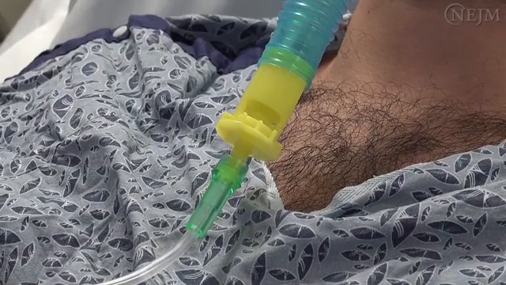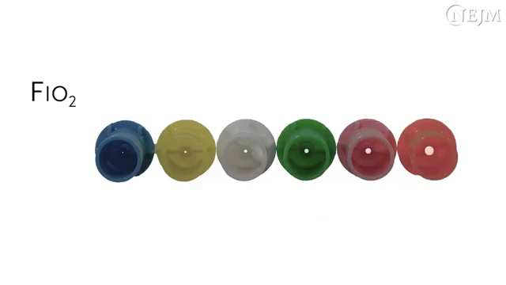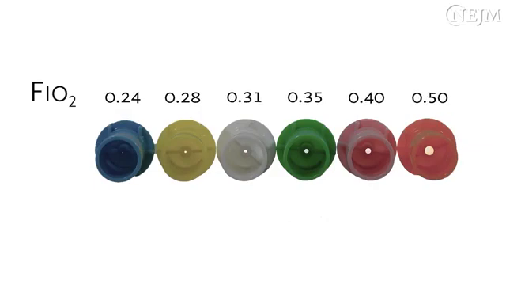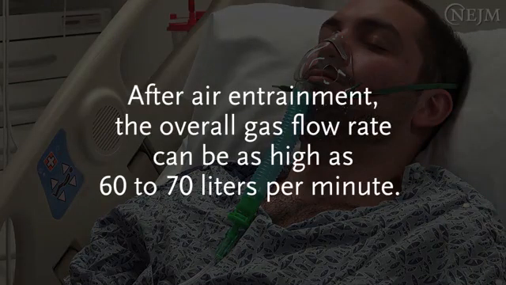The color-coded entrainment devices at the base of the Venturi masks have orifices of different diameters that can deliver an FiO2 between 0.24 and 0.5, provided the required oxygen flow rate is set as specified by each manufacturer. After air entrainment, the overall gas flow rate can be as high as 60 to 70 liters per minute.